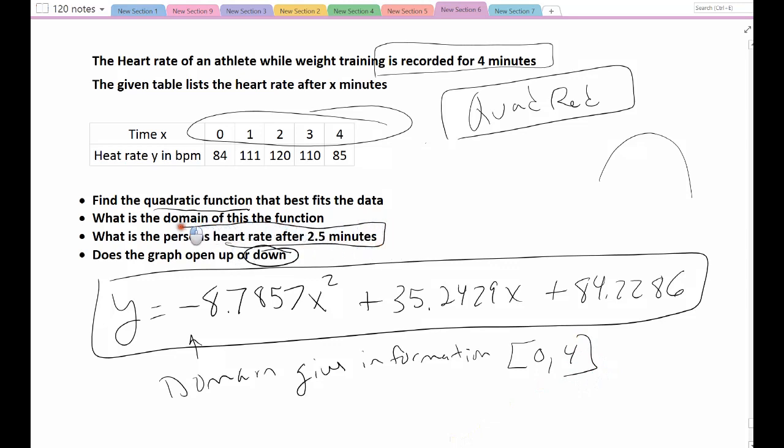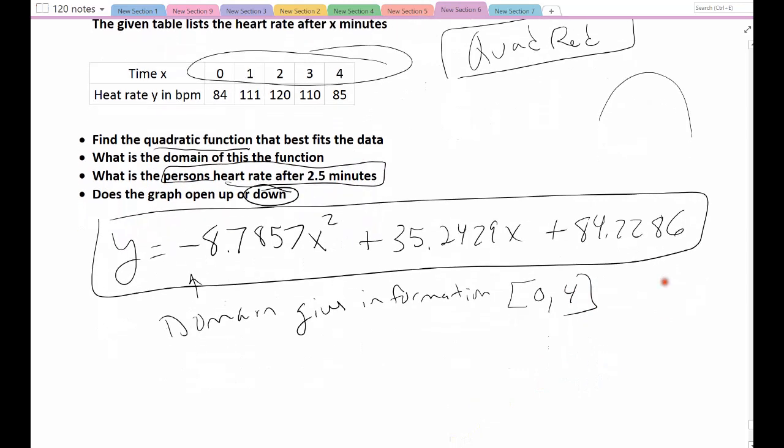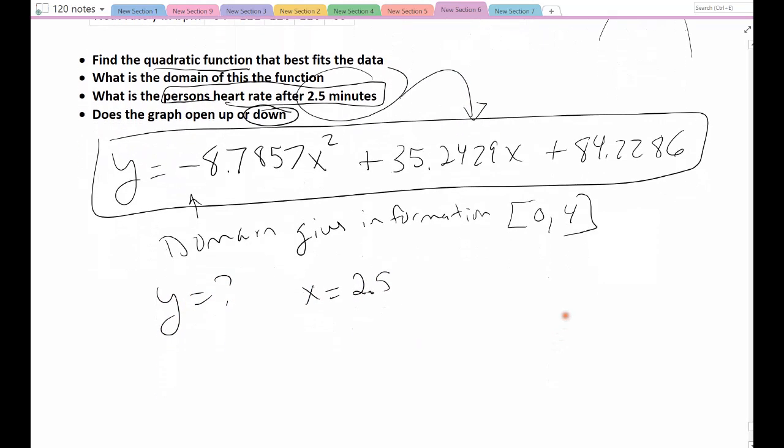What's the person's heart rate after 2.5 minutes? So that's just take my 2.5 and plug it in there. So again, what's the y value when x is 2.5 minutes? Just make sure you're careful. It is a bit messy because you've got all those long digits, so just carefully type those out. When you do, you should get the heart rate comes out 137.12 in beats per minute.